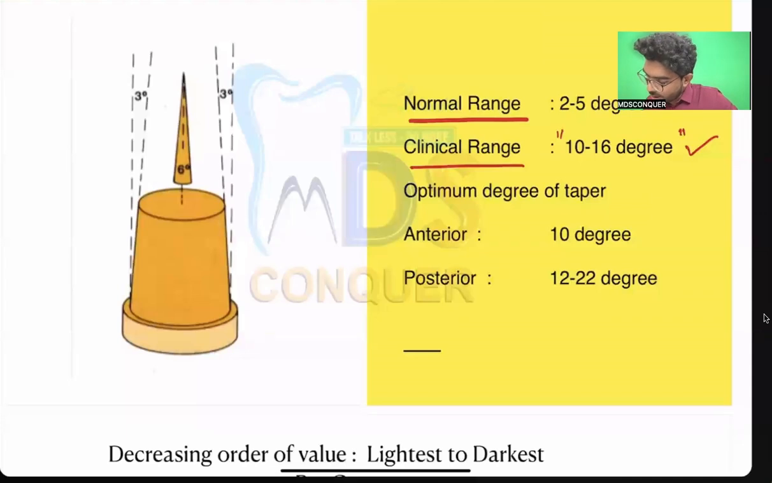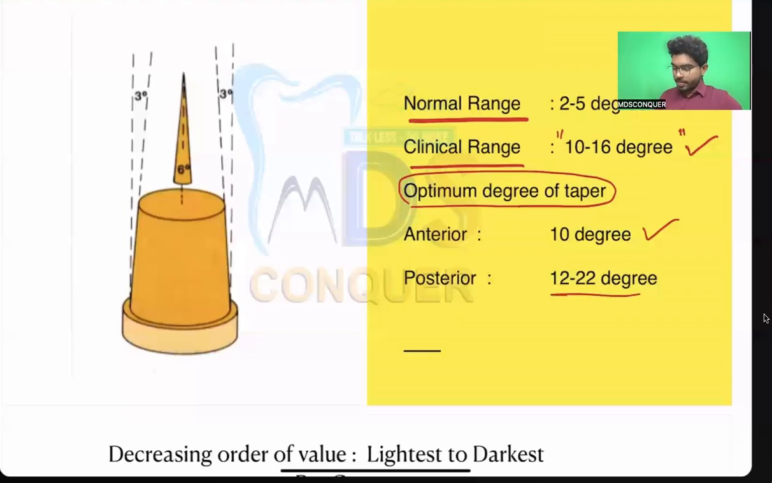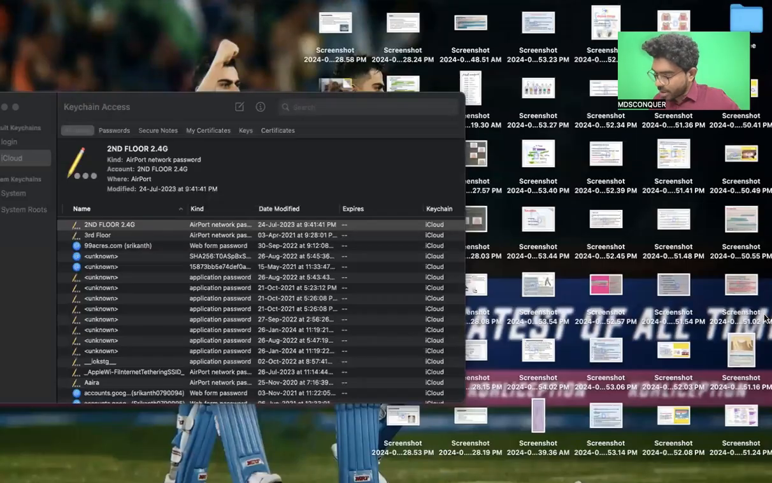And coming to optimum degree of tapers, for an anterior teeth, it will be 10 degrees, let it be maxillary or mandible. For a posterior teeth, it ranges from 12 to 22 degrees. 12 degrees are regularly used in the premolars.